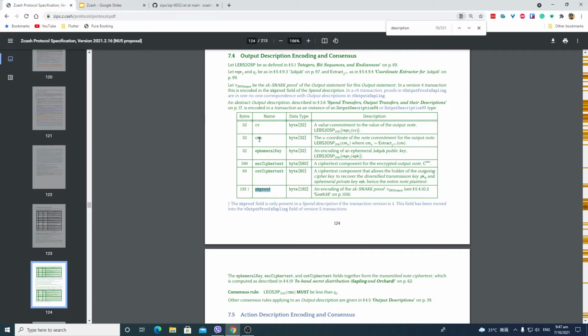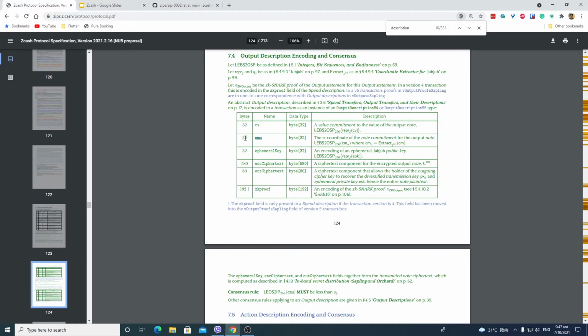Then we have these other parts here. We have CV, which is basically a commitment on the value. So it is a value commitment. Again, this is some kind of encoding or encryption hiding the value in a way that we can still check that the transaction's outputs are not greater than the inputs. It's a smart way to ensure that property holds, but without giving the actual value.